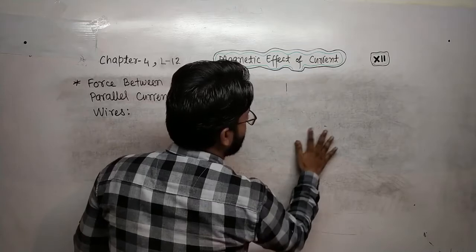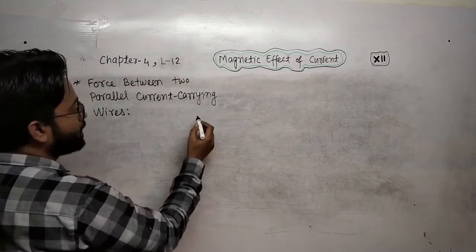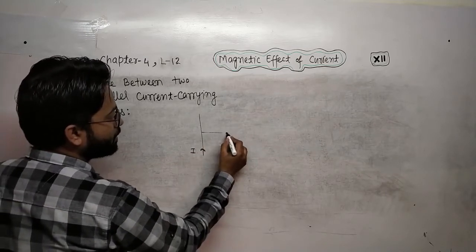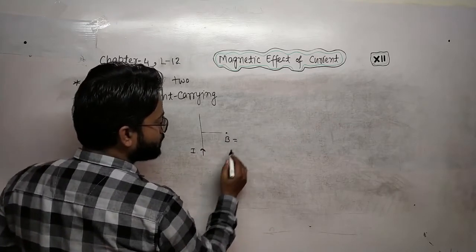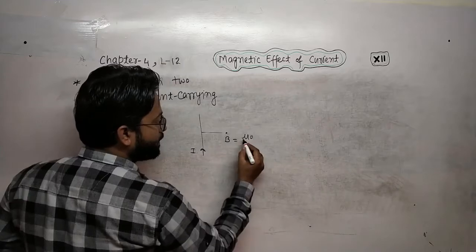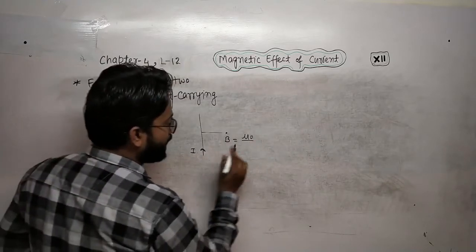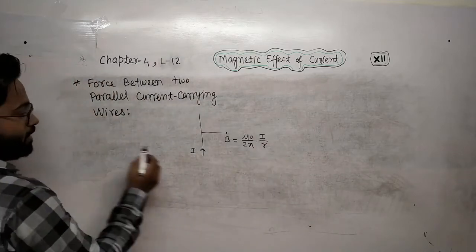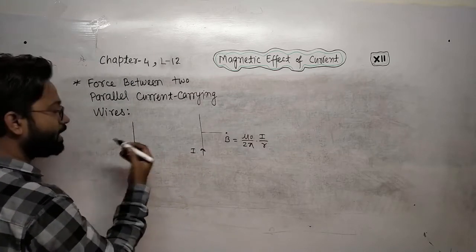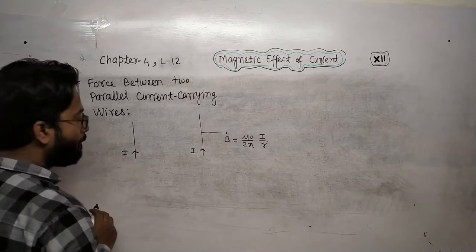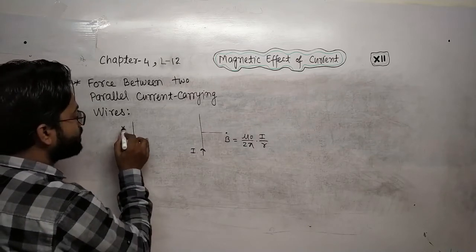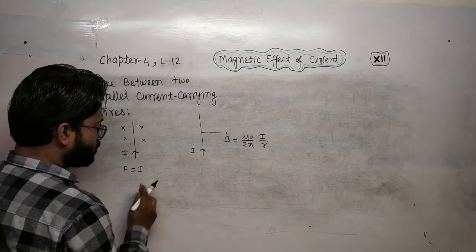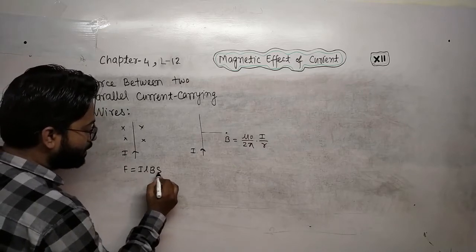Before discussing, I will clear 2 points. The first point is, if this wire is carrying current I, and we need to calculate the magnetic field at that point, we know that the magnetic field at that point due to this current I is mu naught upon 2 pi, I by R. The second point is, if any wire has current I and it is placed in a magnetic field, then the wire will experience a force that is equal to I L B sin theta.